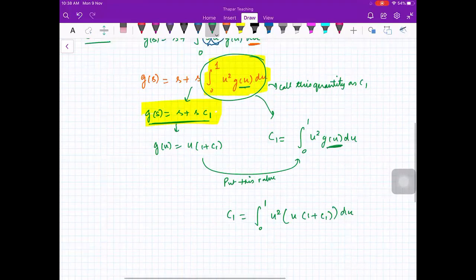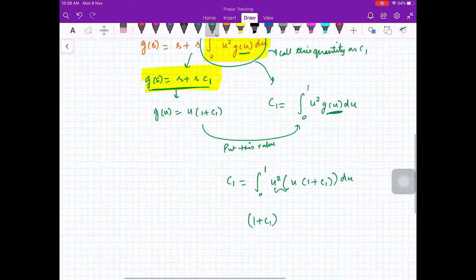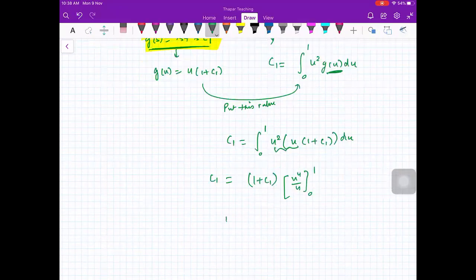So you'll get this as (1 plus c1) u cube. Integration will be u raised to power 4 by 4, from 0 to 1, is equal to c1. So from here you'll get c1 is equal to (1 plus c1) by 4. So you can compute the value of c1. c1 is 4 by 3. No, sorry, 1 by 3.